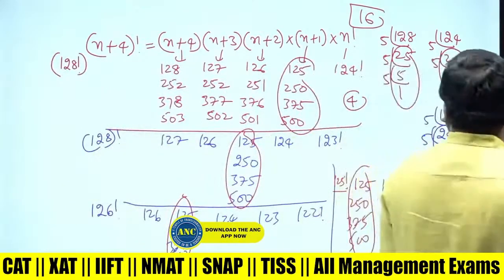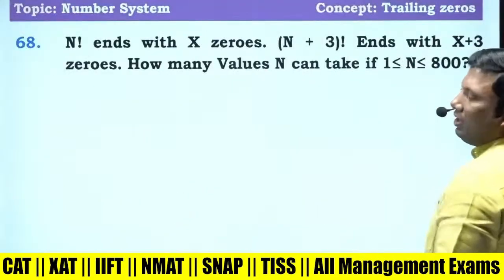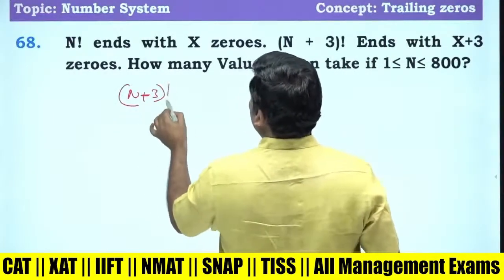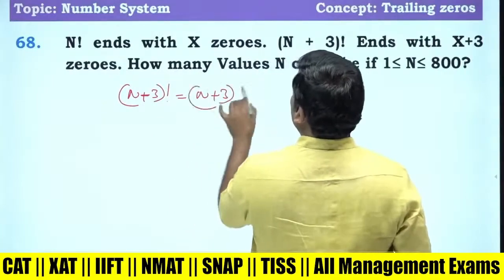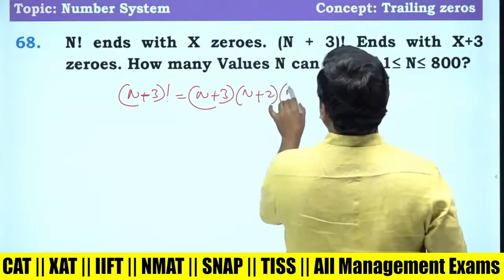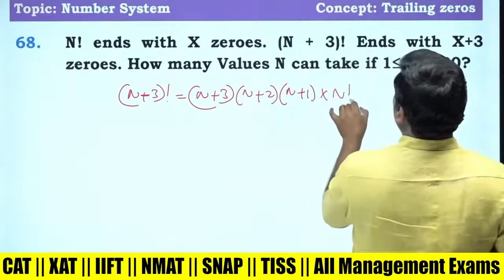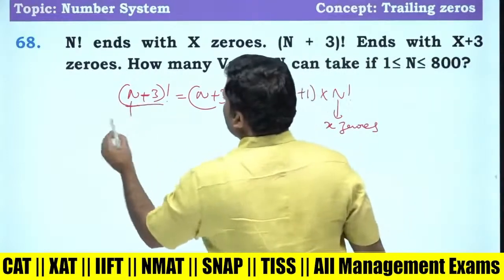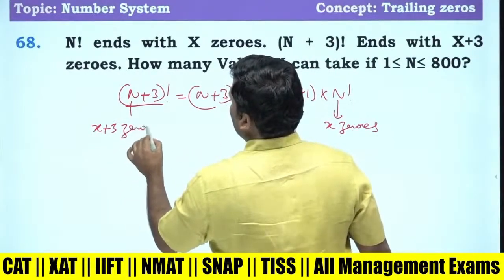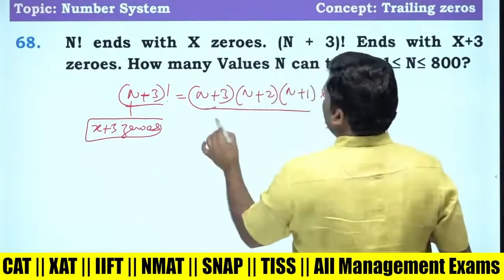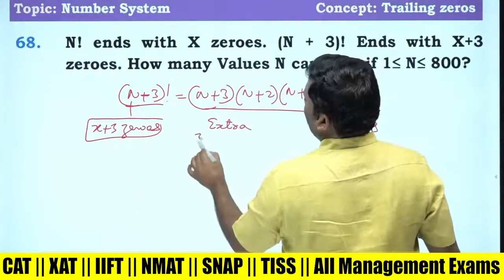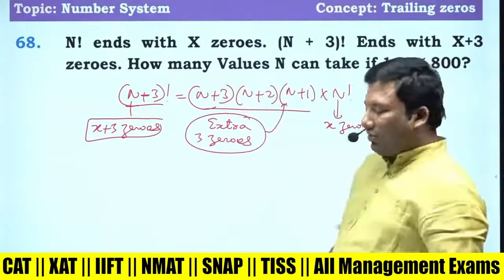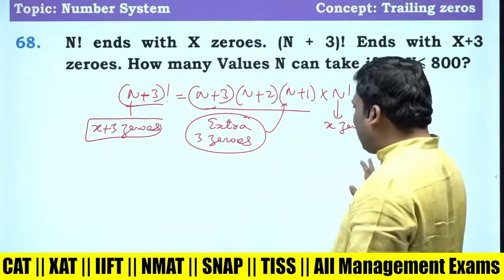Analyze this question, sir. It's a beautiful question. Directly it is 16. Now, directly we will write n plus 3 factorial. This question we will not do that much. It is n plus 3 into n plus 2 into n plus 1 into n factorial. n factorial contains x zeros. This contains x plus 3 zeros. That means extra 3 zeros. Extra 3 zeros can come from any one out of the 3 numbers.